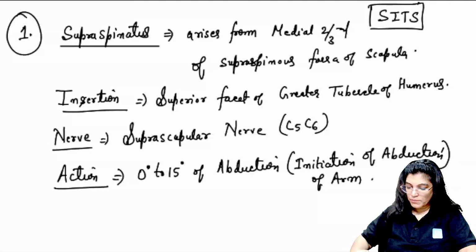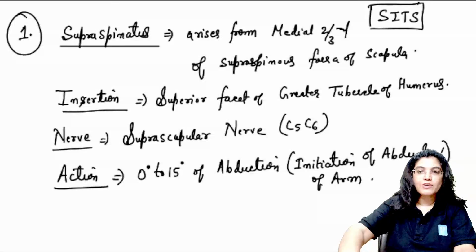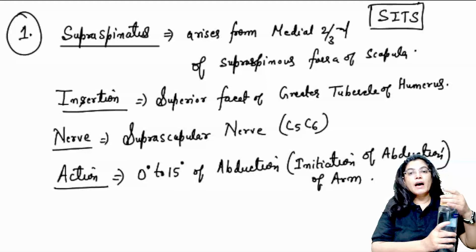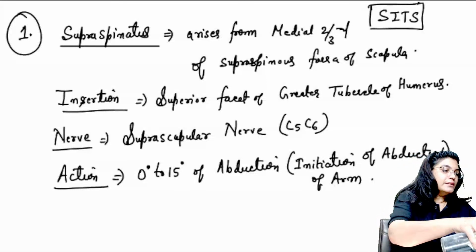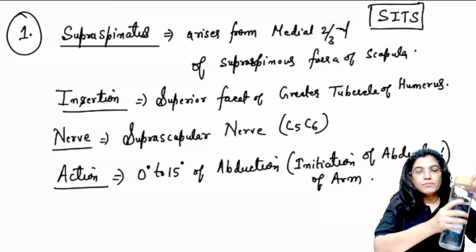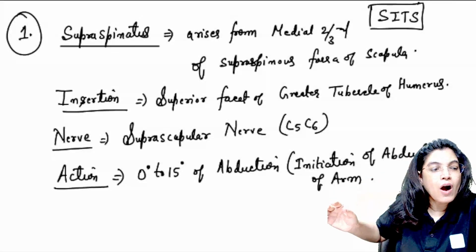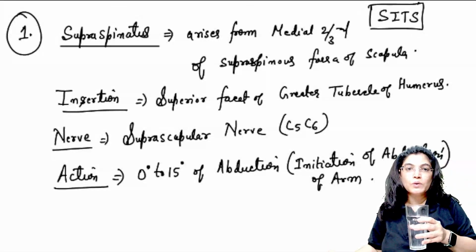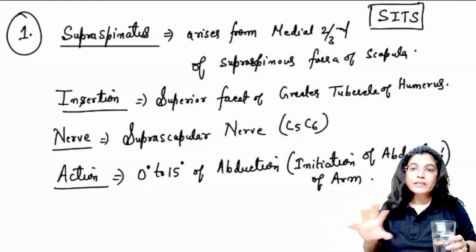It is very important that you know the action of all the rotator cuff muscles one by one, because it has been asked multiple times in the theory part. It can be asked as a short note on the rotator cuff muscles or as an enumeration question. It can also be asked in the viva. So you should know about these muscles' actions, nerve supply, and attachments.